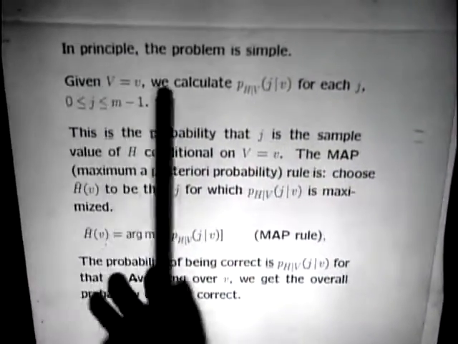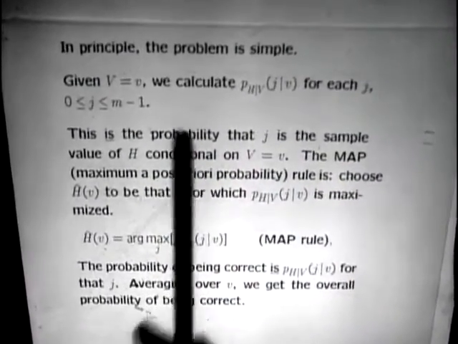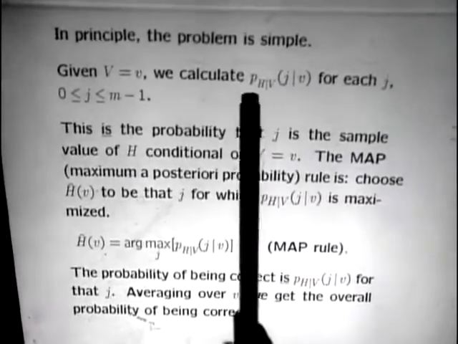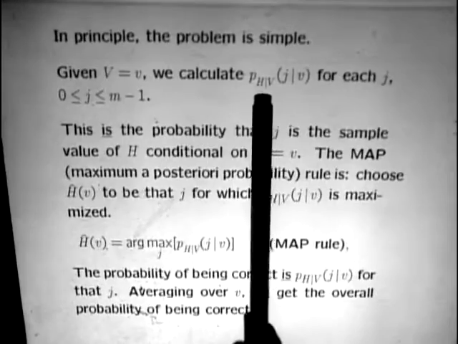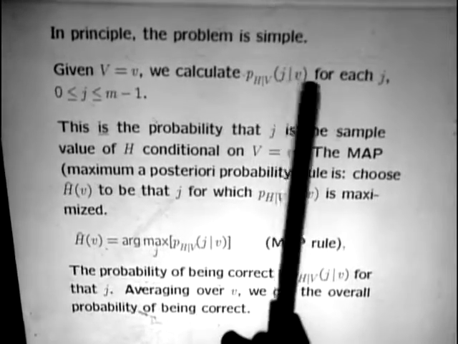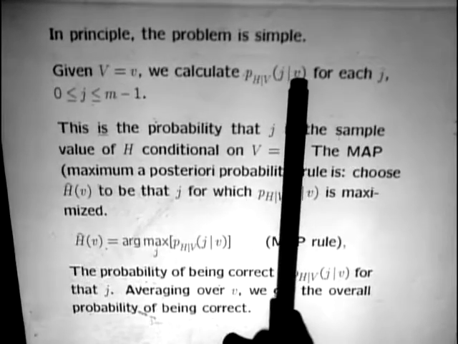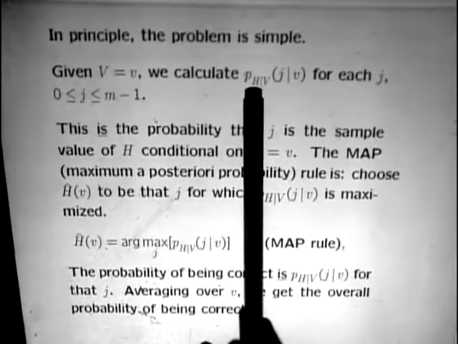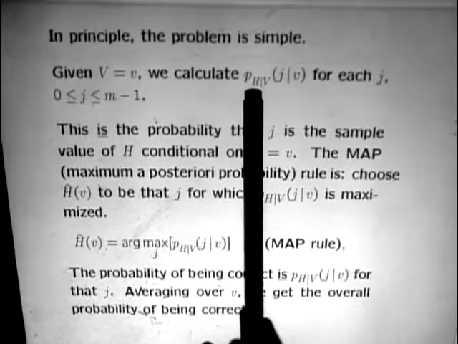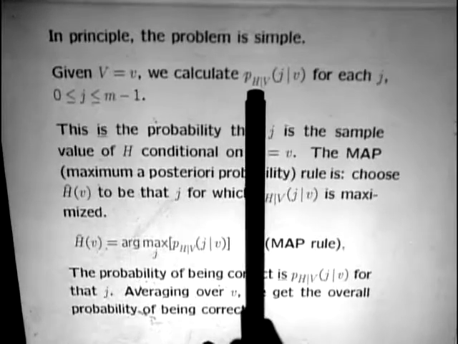In principle, it's simple. Given a particular observed value, what we're going to do is we're going to calculate what we call the a posteriori probability, the probability given that particular sample value of the observation. We're going to calculate the probability that what went into the system is a 0 and what went into the system is a 1.